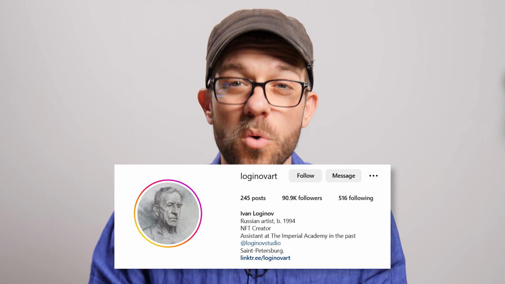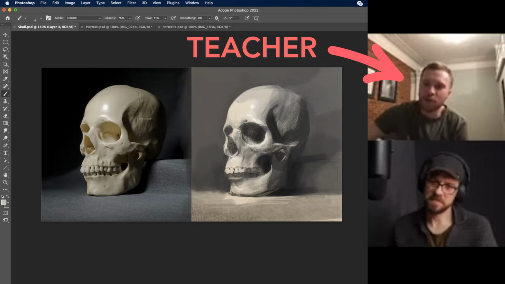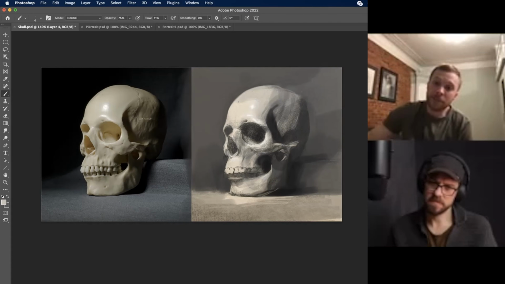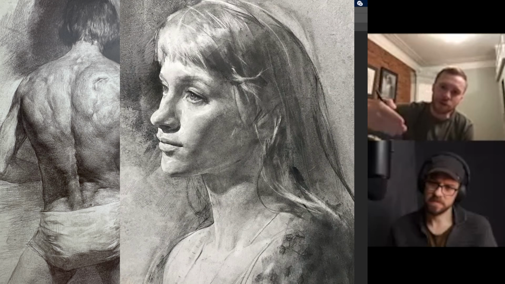studio. So I reached out to an artist that I know through social media, Ivan Loganov, and I asked if we could work together as teacher and student so that he would give me some assignments. I would draw those assignments and get one-on-one critiques that would help me finally understand the philosophies behind the choices that these artists take to make such absolutely stunning drawings.